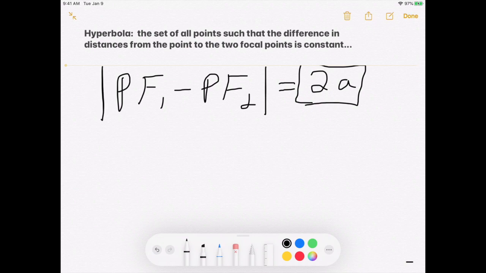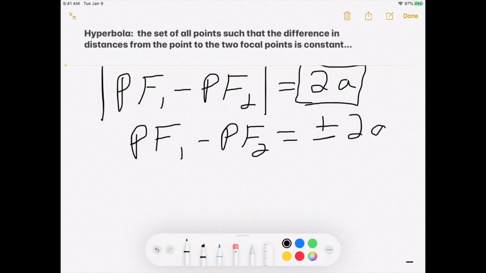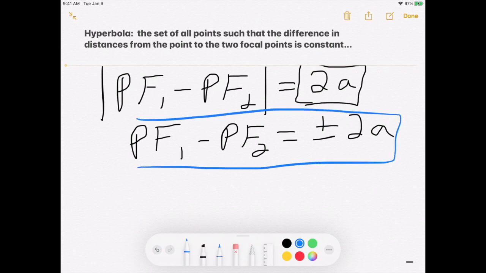The only other thing that we need to consider is we actually really want to take the absolute value here, because the point might be closer to focus 1 than focus 2. We want the difference in the distances to come out positive. Another way of writing that would just be point to focus 1 minus point to focus 2 is equal to plus or minus 2a. So you have a choice with which one you want to use. I'm actually going to prefer this one for our derivation.